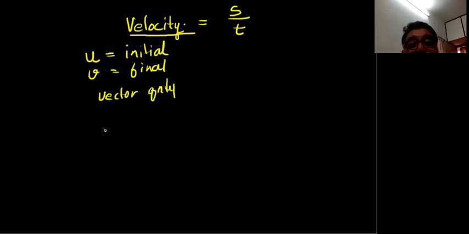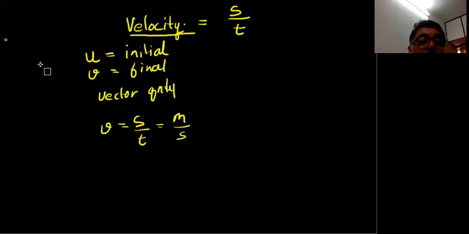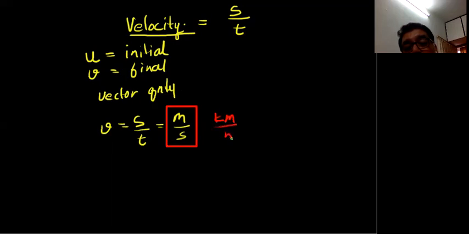Now let's figure out what is the unit of velocity. Let's say velocity equals displacement upon time. The SI unit of displacement is meters and the SI unit of time is seconds. So the SI unit for velocity equals meters upon second. Of course, we can also have bigger units. Sometimes we'll use kilometers per hour. You can also have centimeters per second, etcetera. So these are the other units of velocity.